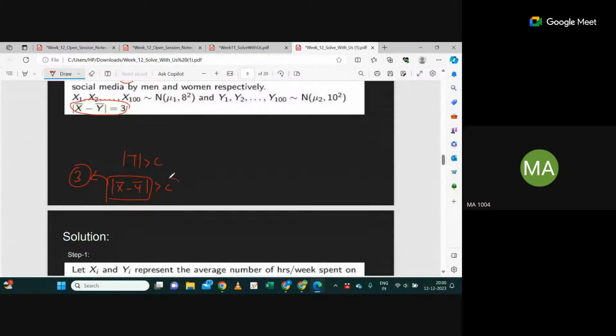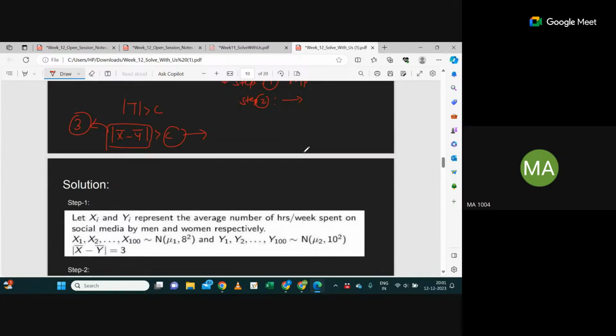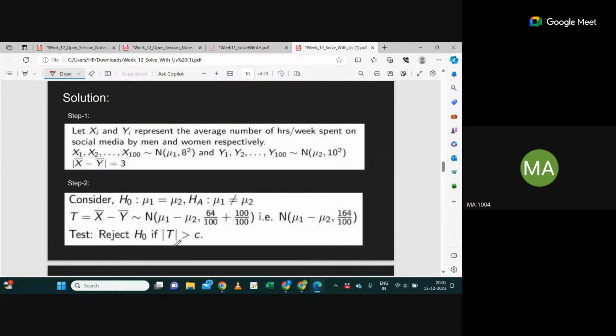Yes or no? This c I will compute from the given information, and I will check whether this is true or not. Okay. Approach you are getting. Step 1 is hypothesis, right? Then step 2 you can simply say what information is given to you, and accordingly you can proceed, I mean by defining the test and all. So your test will be modulus of t is greater than c.